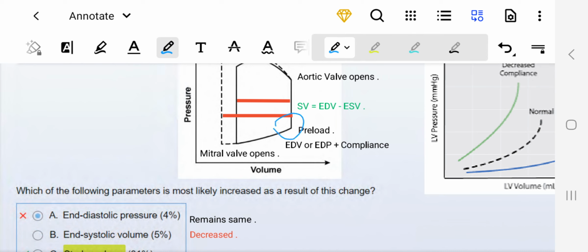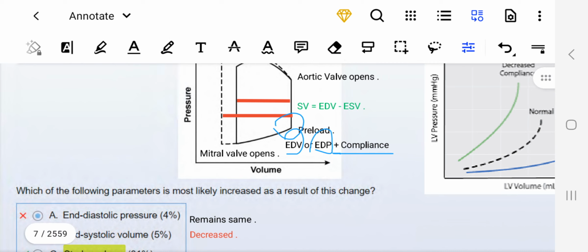This region, the first point which we talked about earlier, is representing the end diastolic volume plus end diastolic pressure. With that, it is also representing compliance. So these three things are the same, because this line is changed by the dash line. So here the dash line is the same. So no change in end diastolic volume or end diastolic pressure or compliance, right?